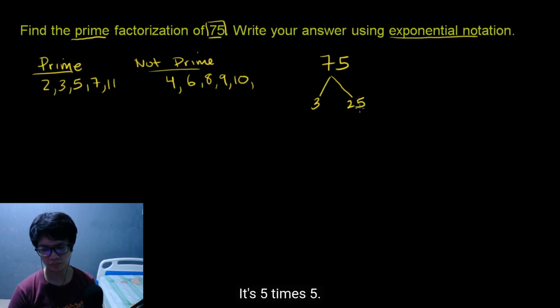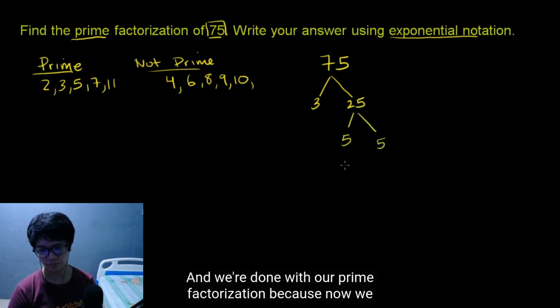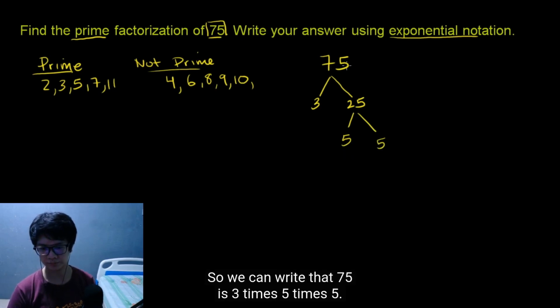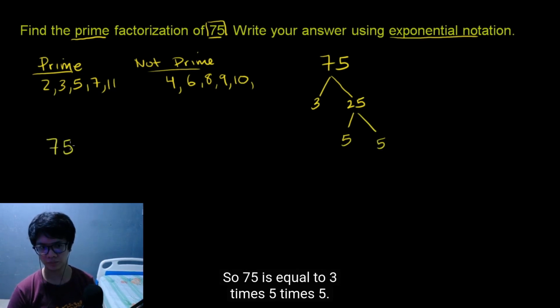Well, sure. It's 5 times 5. So 25 is 5 times 5. And we're done with our prime factorization because now we have all prime numbers here. So we can write that 75 is 3 times 5 times 5. So 75 is equal to 3 times 5 times 5.